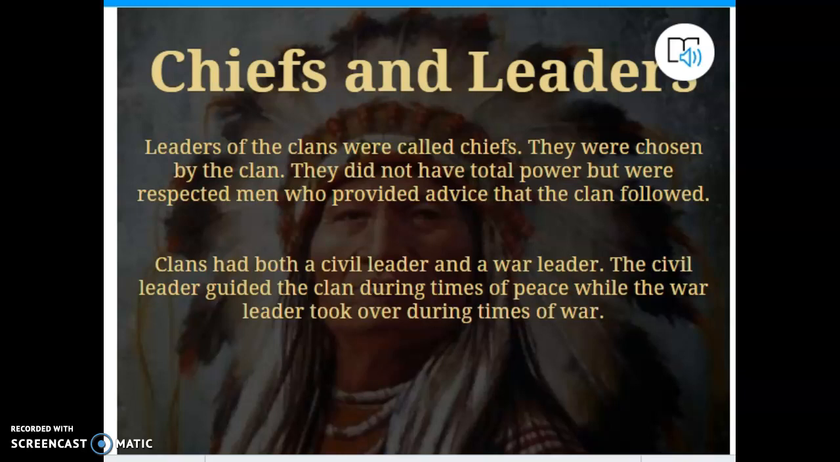Clans would have two different leaders, a civil leader and a war leader. The war leader is pretty obvious, right? He takes over during times of war. But your civil leader is one that guides the clan during times of peace. That person might have more influence over when we're going to plant the crops, go hunting, fish, or gather berries. They may also have more control over when we're going to build our homes and when we're going to move, because they controlled things when things were more peaceful.